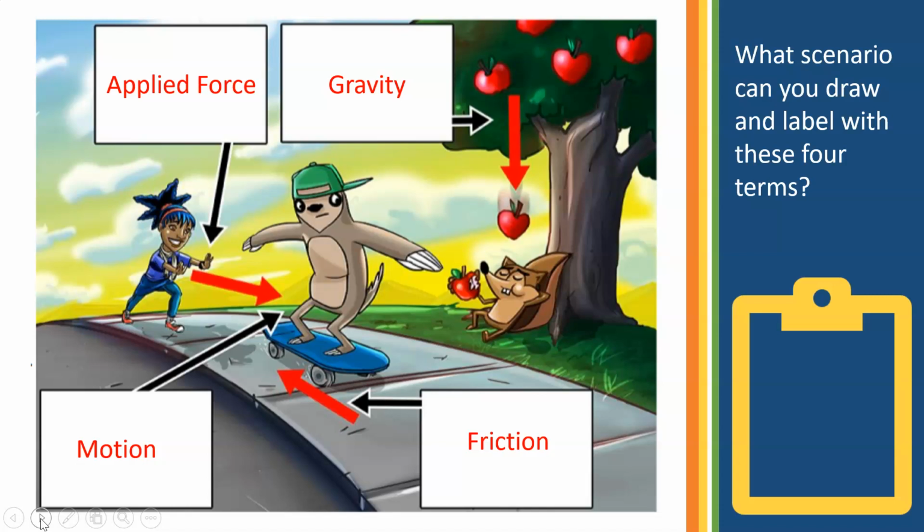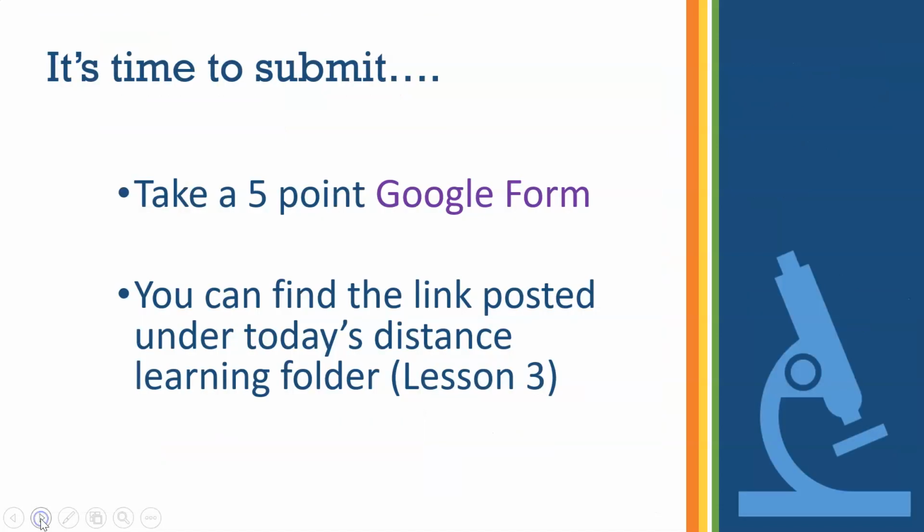Now, if you're done with your journal slip, you are ready to take the 5-point Google form Check for Understanding. It's a way to show evidence of today's learning. The link for this Google form can be found in today's Schoology folder.